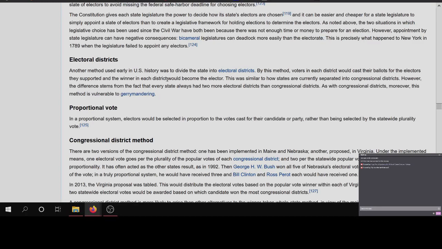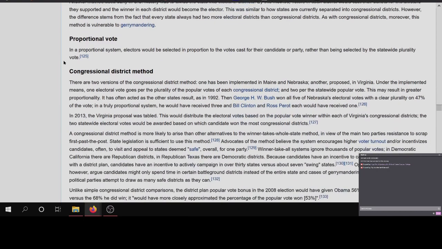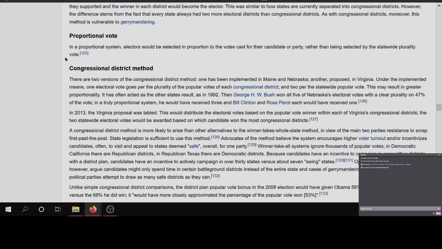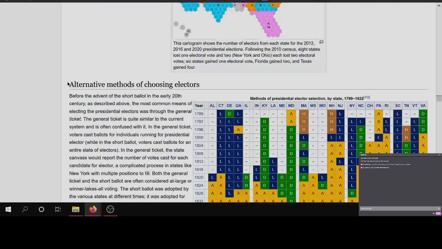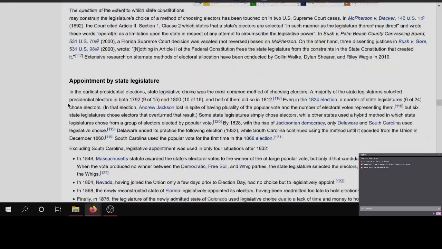Another method used early in U.S. history was to divide the state into electoral districts. So, yeah, districting and separating borders and lines in the state is an old thing the U.S. did. Now, proportional vote. In a proportional system, electors will be selected in proportion to the votes cast for their candidate or party, rather than being selected by a statewide plurality vote. This one is the Congressional District method. So all this is under alternative methods of choosing electors.